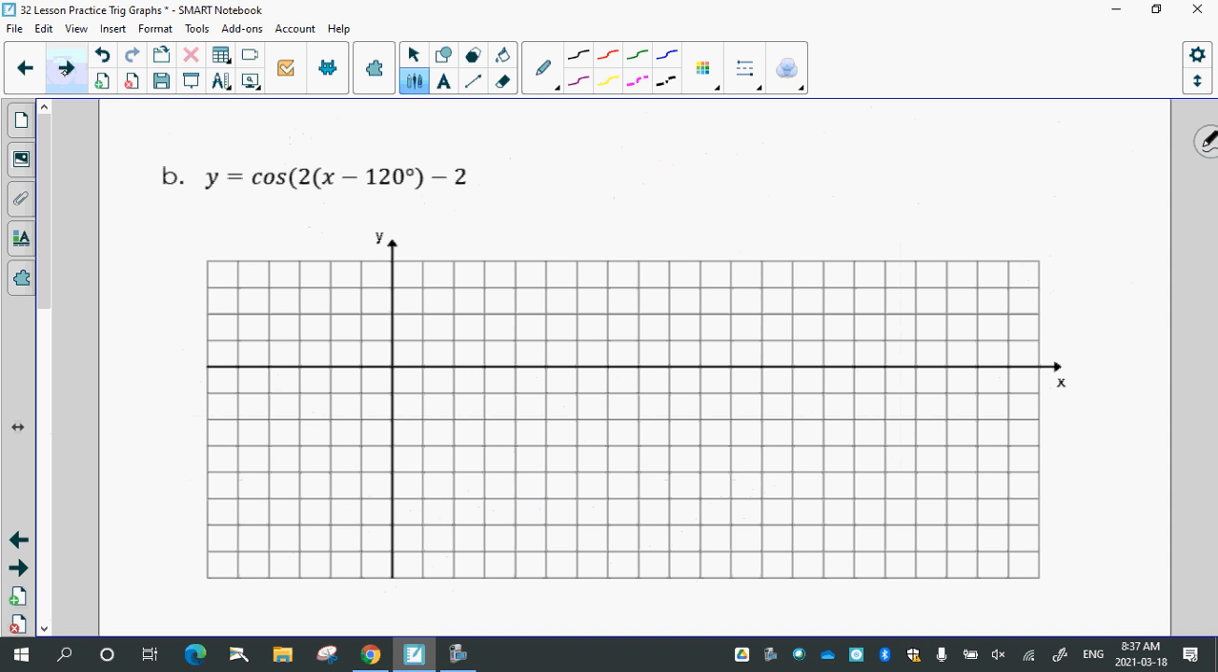So here's our next one. y equals cos 2(x - 120 degrees) - 2. So the first step is always to put the scale on the graph, and we're always going to use the same scale. So on the x-axis, every third square is 90 degrees.